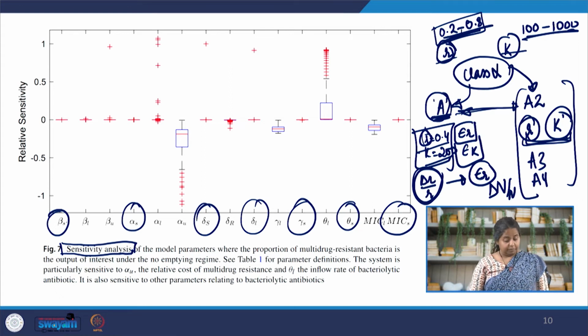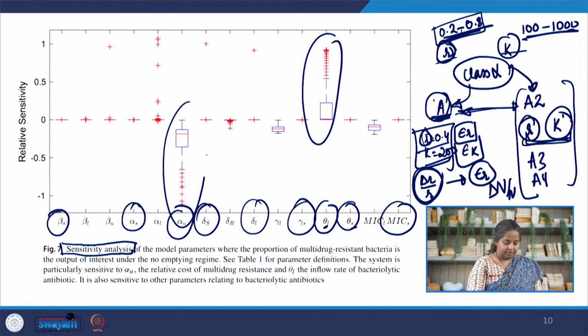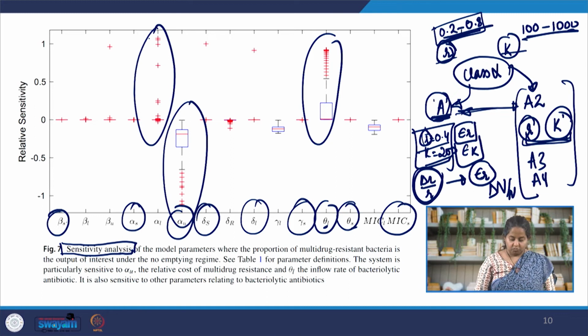But then we look at other parameters such as alpha U, which is the cost of multi-drug resistance in the bacteria. And then we have theta L, which is the inflow rate of bacteriolytic antibiotic. L is for bacteriolytic, S is for bacteriostatic. These have quite an impact. Also alpha L, which is the cost of bacteriolytic antibiotic.